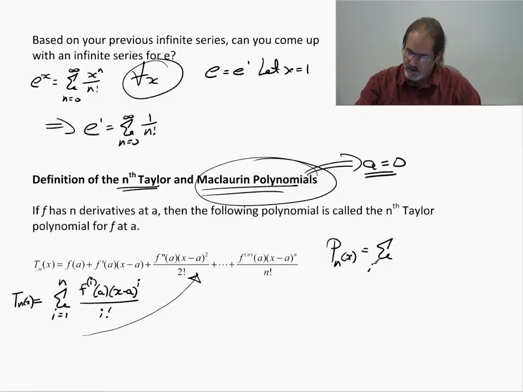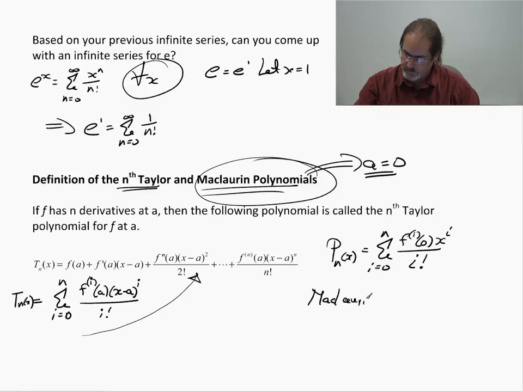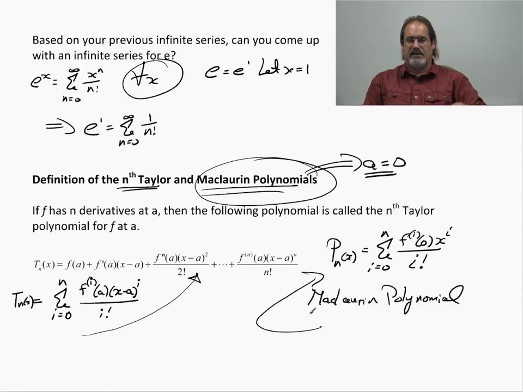the sum i equals 0, oops, I had a 1 here, let me correct that, 0 to n of the ith derivative evaluated at 0, times x minus 0, so that's just x to the i over i factorial. This is a Maclaurin polynomial. And obviously, if I change that and let n go to infinity, and actually I'd write it as n equals 0 to infinity, then we'd have the Maclaurin series.